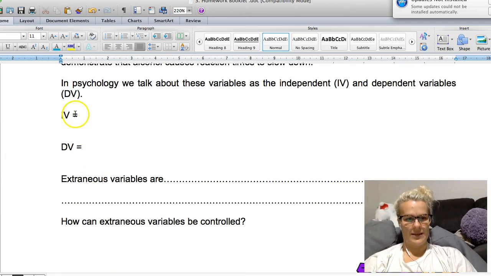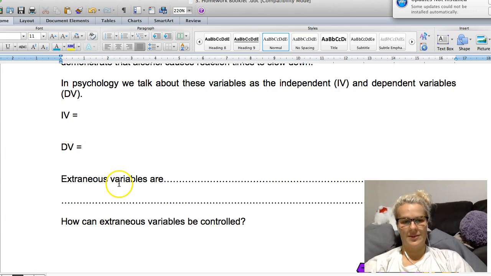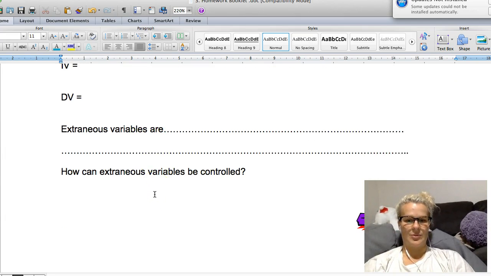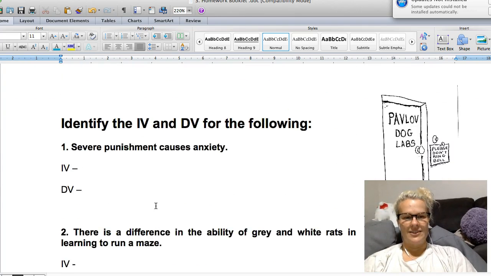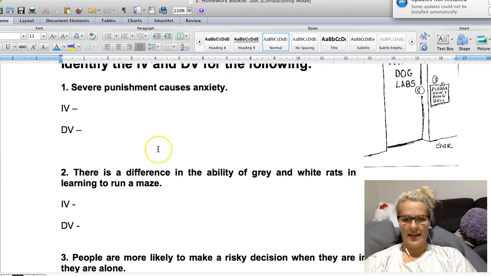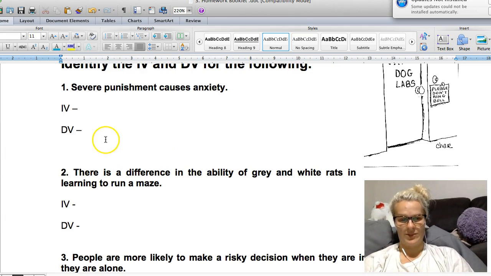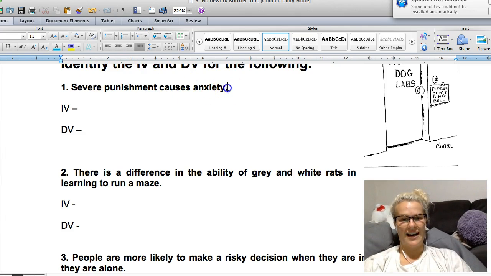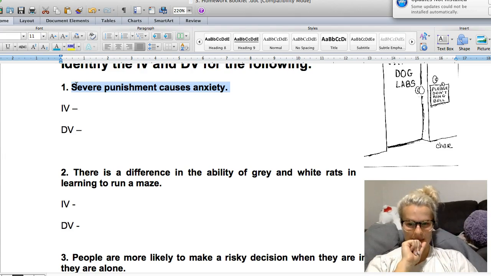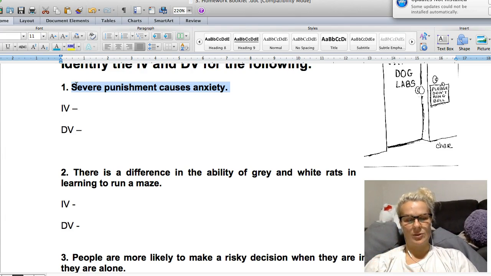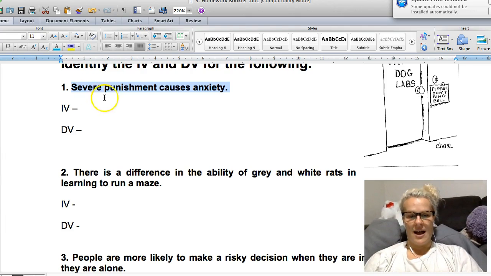Identifying what the independent, so when I say IV, it's independent variable, and the DV is dependent variable. Identify what extraneous variables are, and then explain how you can control them. And then you've got heaps of these examples where you can point out which one is the independent and which one is the dependent variable. Now these are going to be hard to start with because they are statements. They're not obvious experiments like in the question examples are. So this is just a little bit to get you thinking about it.